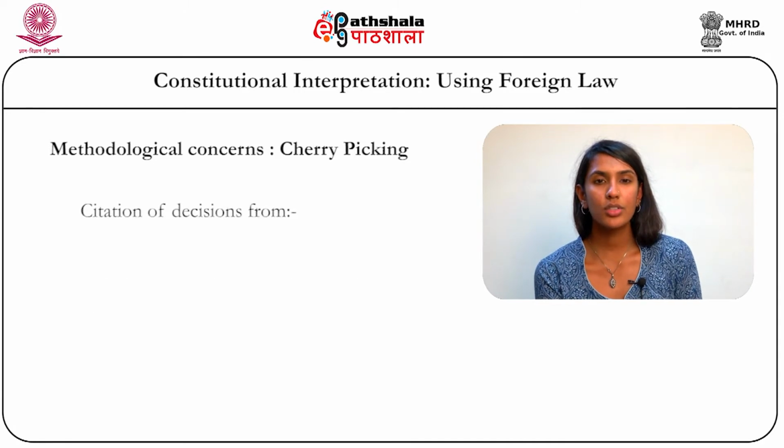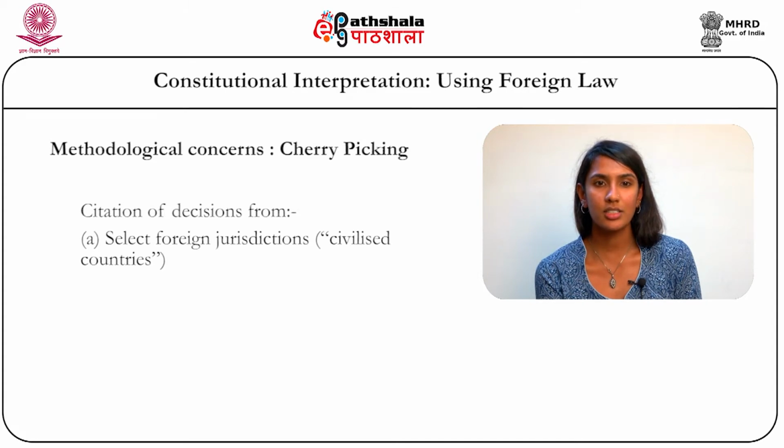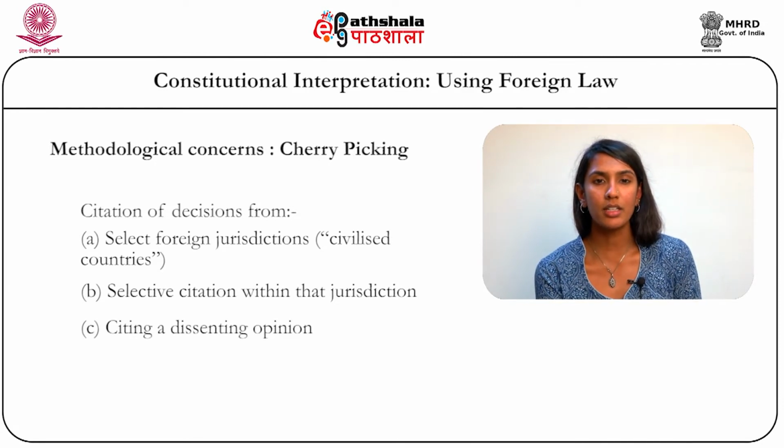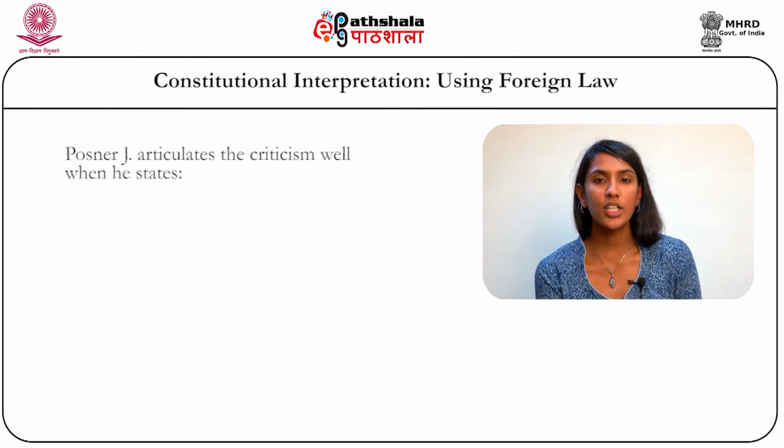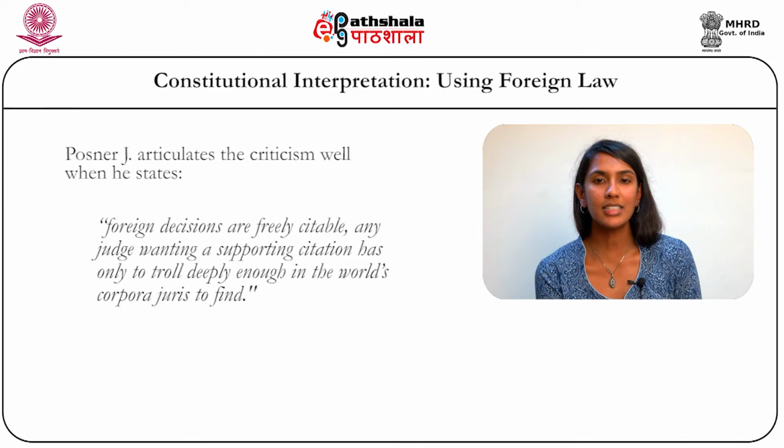So judges then are allowed to cite decisions from select foreign jurisdictions or civilized countries. They can instead have selective citation within a particular jurisdiction, or they can just cite a dissenting opinion amongst a plurality of opinions. Justice Posner articulates this criticism well when in his foreword to the Harvard Law Review, he writes, "Foreign decisions are freely citable. Any judge wanting a supporting citation has only to troll deeply enough in the world's corpora juris to find."